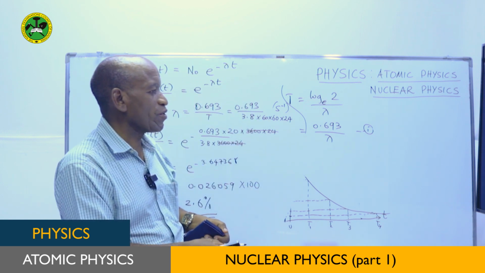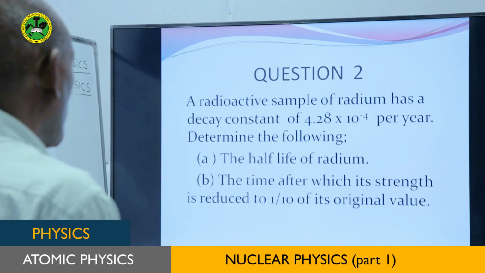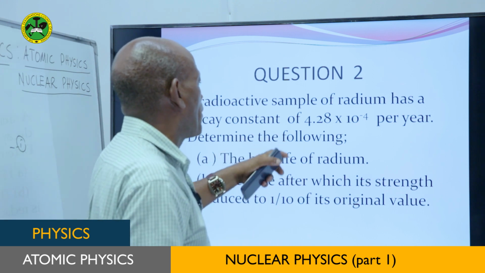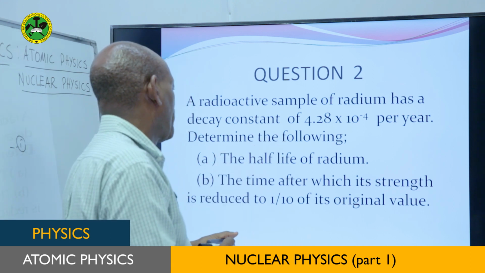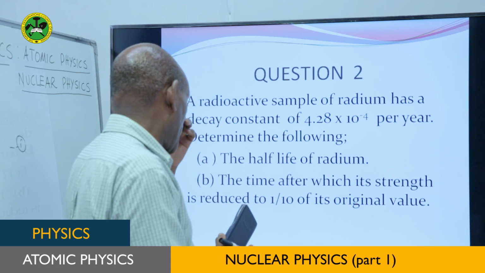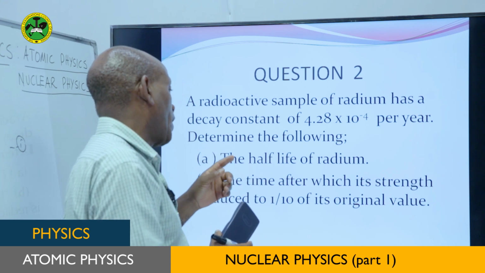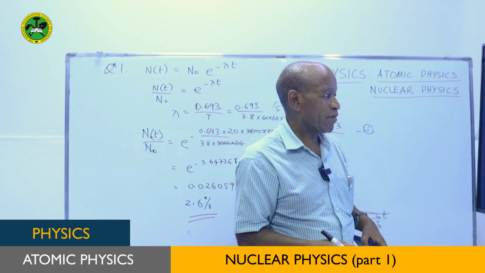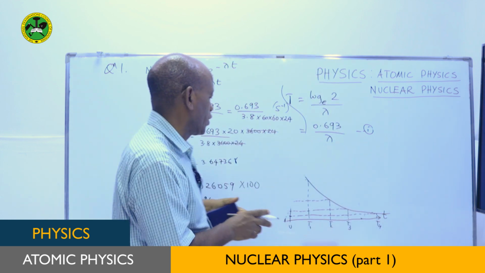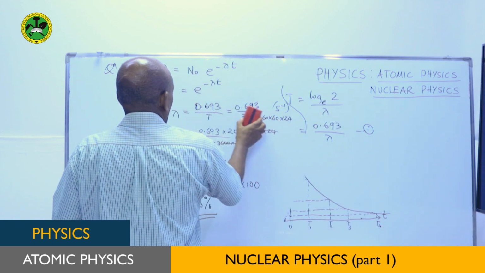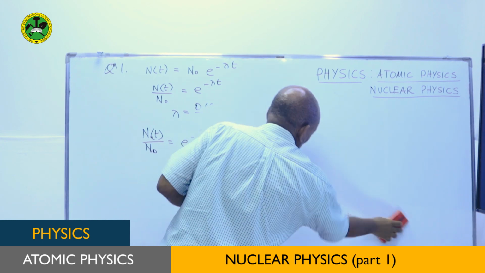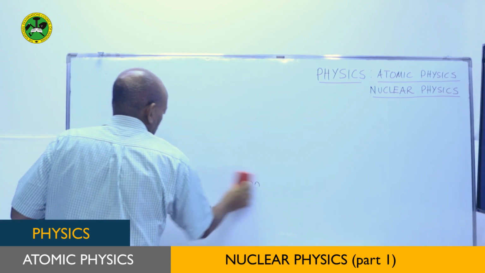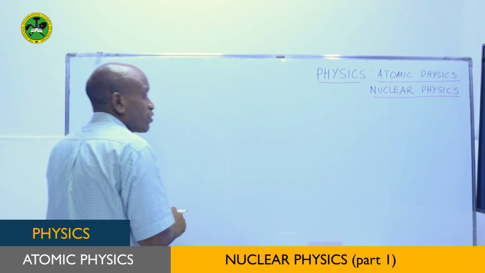Question number 2 goes like this. The radioactive sample of radium has a decay constant of 4.28 times 10 power negative 4 per year. Determine the following: the half-life of the radium, and the time after which its strength is reduced to 1/10 of its original value. That is question number 2. So we can go straight to the formulas we have just derived and use them to do this question.